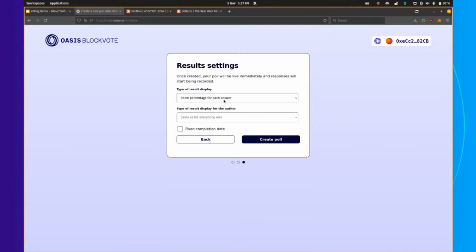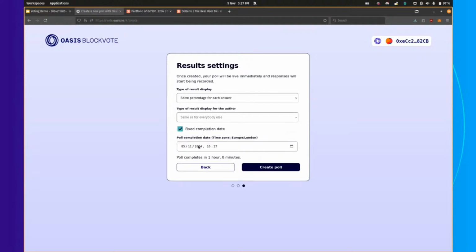Go to next. So here's the customizability, right? So when the results come in, I want to show only the winning percentages. So it's going to show the percentage of votes that went towards the winning answer. Of course, it's all scaled logarithmically. And I'm going to make that expire in 1 day.